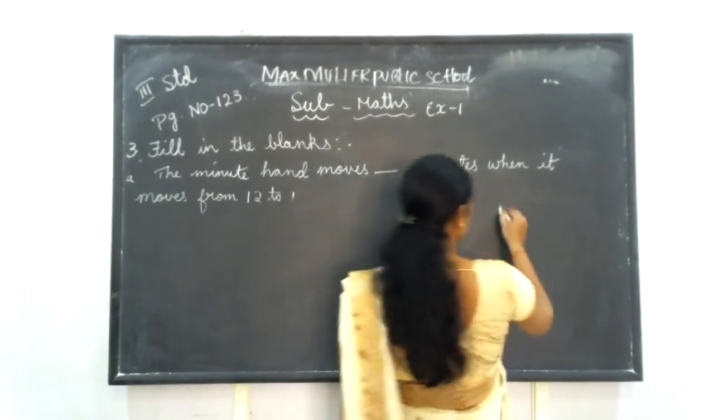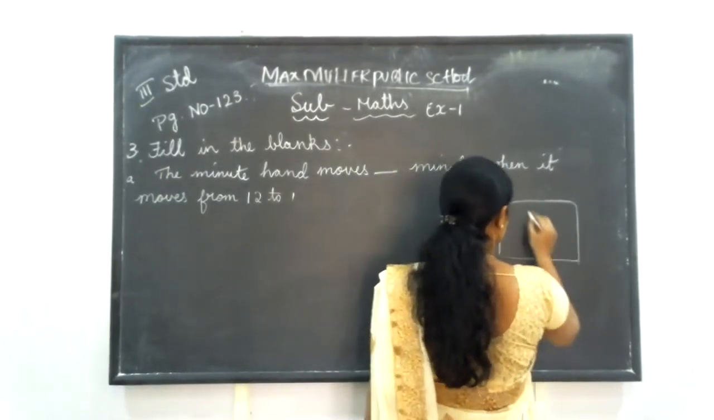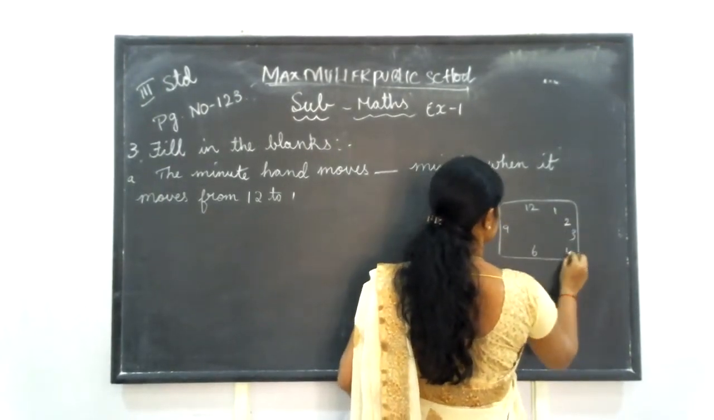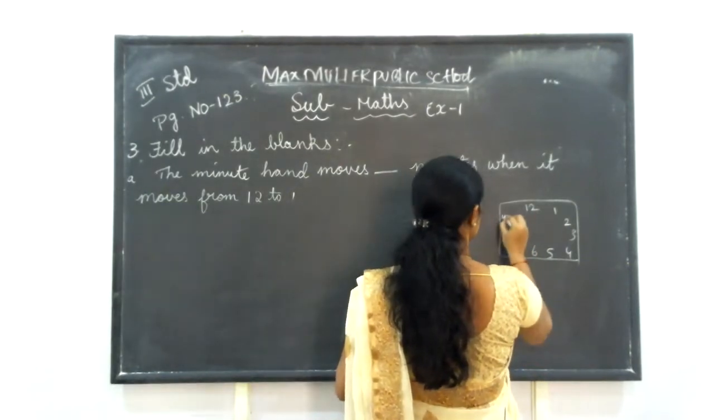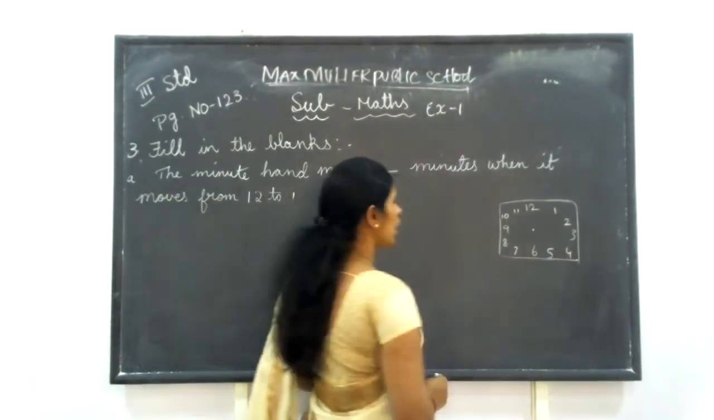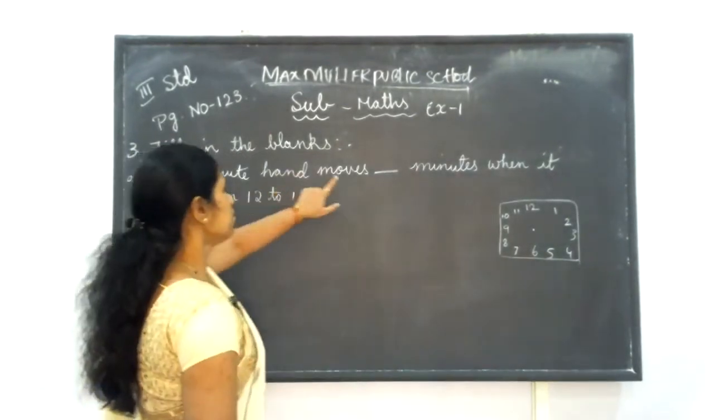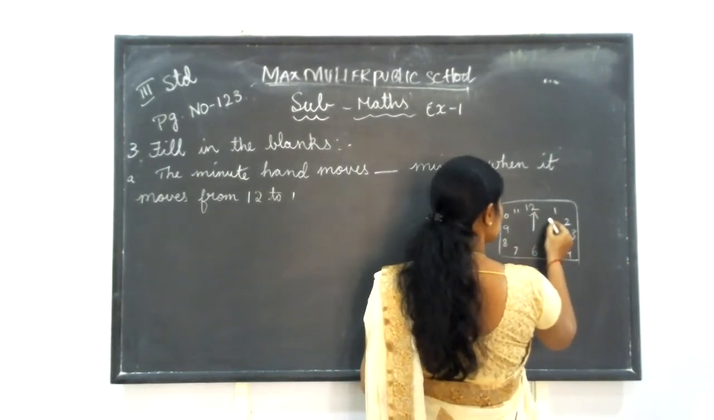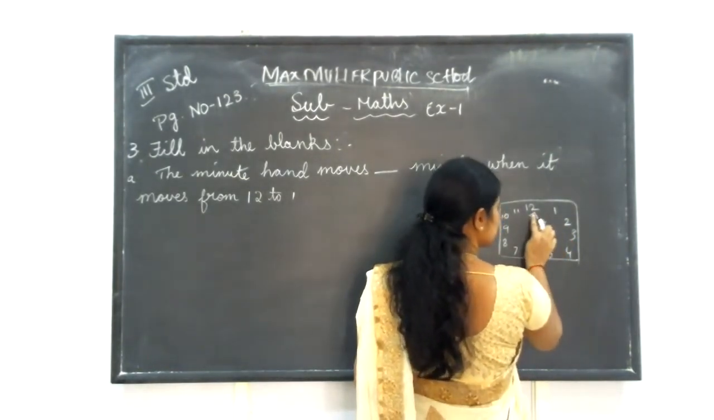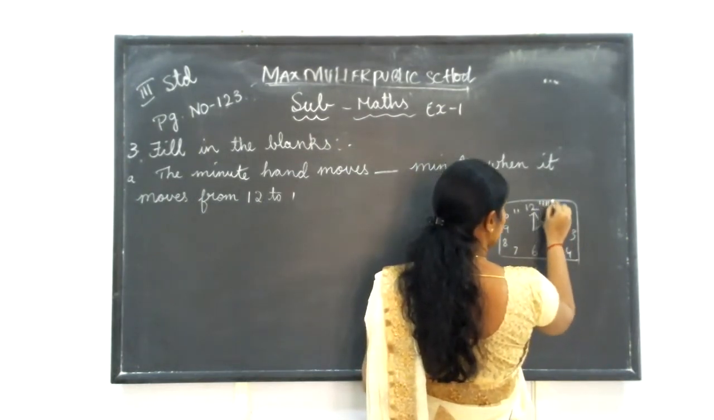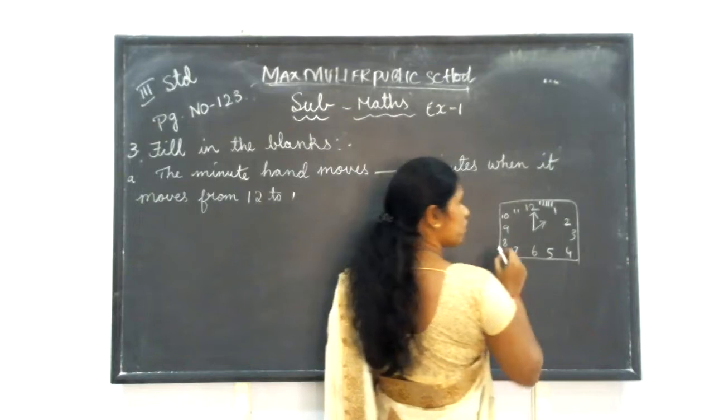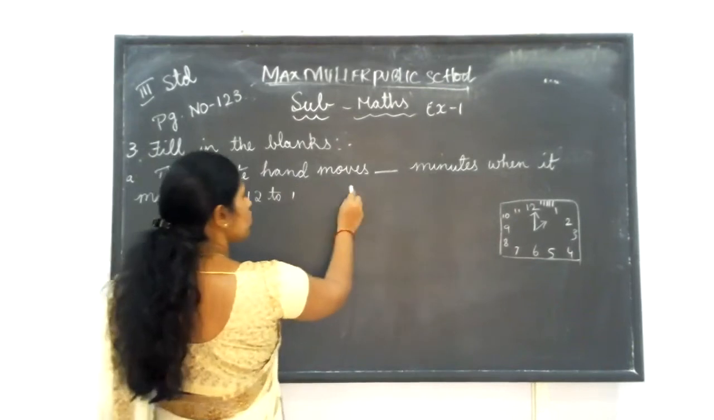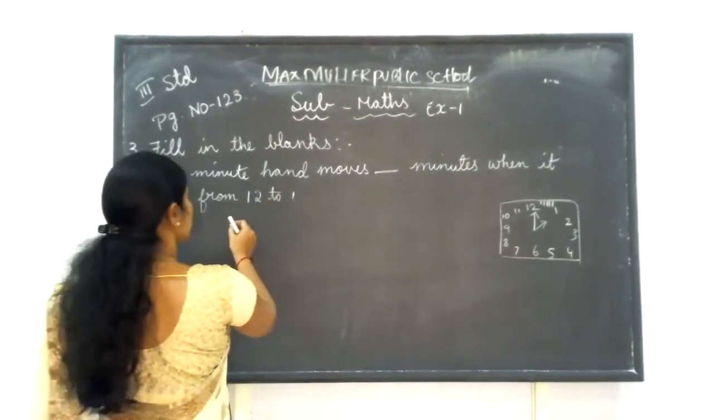So a clock, you have seen a clock, yes or no? Like this, you can see a clock. Now, what is this one? See, the minute hand moves. This long hand is the minute hand. The short hand is the hour hand. To go from this side to this side, you can see 5 lines. Yes or no? So, how many times it will go? 5 times it will go. Yes or no? So, the minute hand moves dash minutes when it moves from 12 to 1.